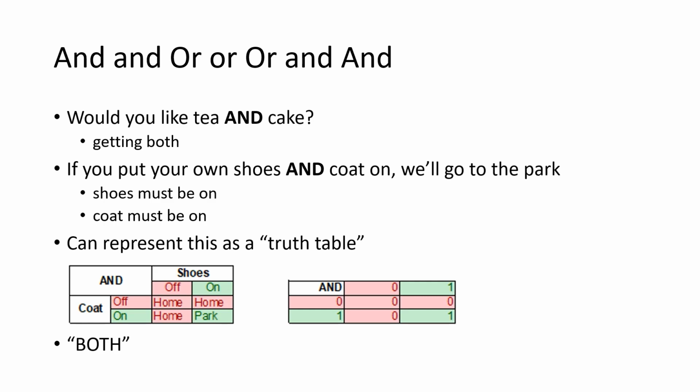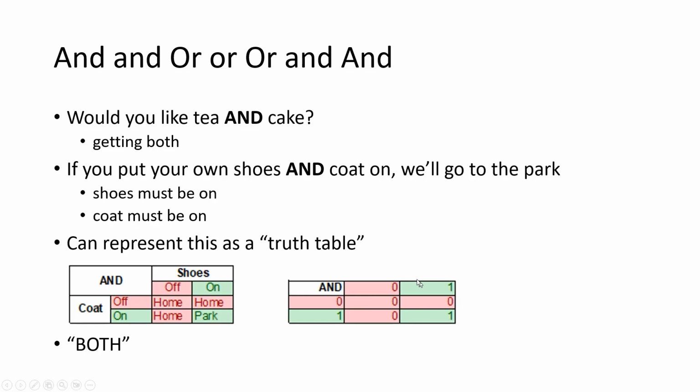And we can represent this as what's called a truth table. So as you can see, I've got coat here. If it's off, then it doesn't matter about the shoes, we are staying home. We look at our shoes. If our shoes are off, doesn't matter about our coat, we are staying home. It's only if our coat is on and our shoes are on that we're going to the park. Typically we don't write them out with words, we translate that into numbers. So off translates to 0, on is 1, and staying at home is the bad thing, so it's a 0, and going to the park is the good thing, so that's a 1.